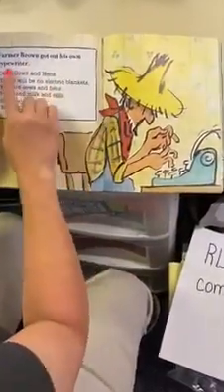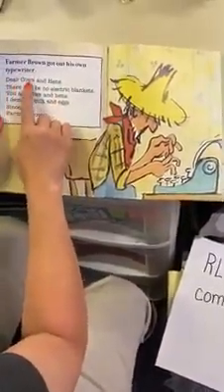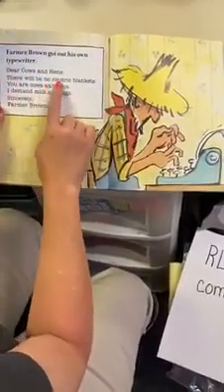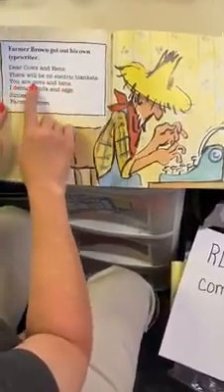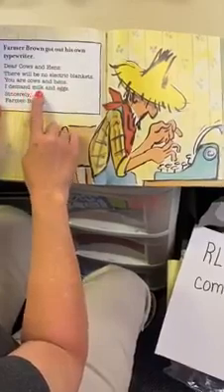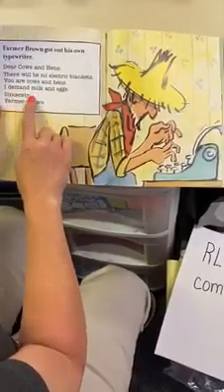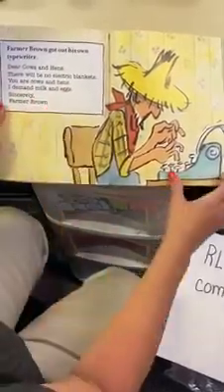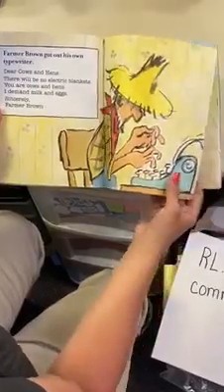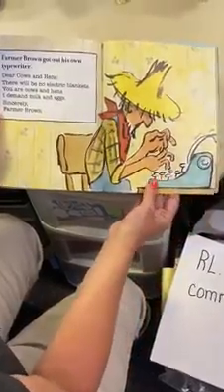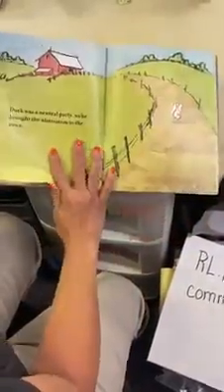Farmer Brown got out his own typewriter. Dear cows and hens, there will be no electric blankets. You are cows and hens. I demand milk and eggs. Sincerely, Farmer Brown. Uh-oh, now he is typing them a letter.